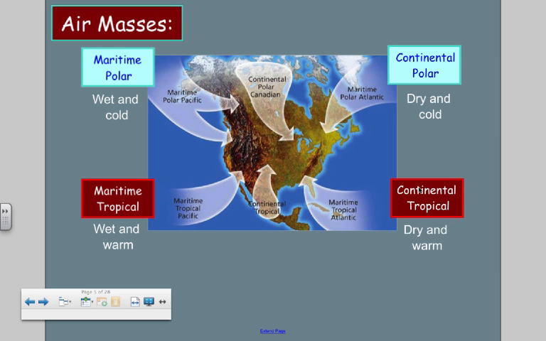So on the map here, you can see the 4 different types of air masses. There's maritime polar, which is wet and cold. The continental polar is dry and cold. There's maritime tropical, which is wet and warm. And then there's continental tropical, which is dry and warm.